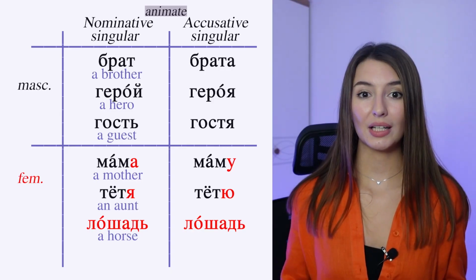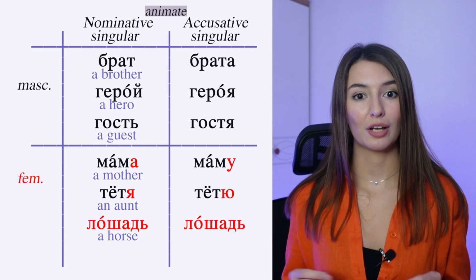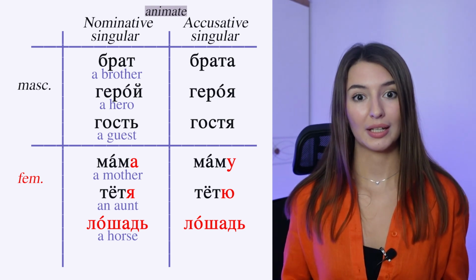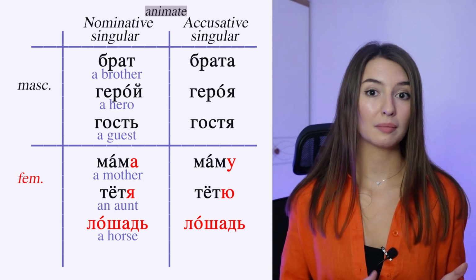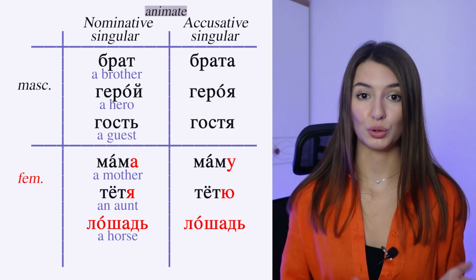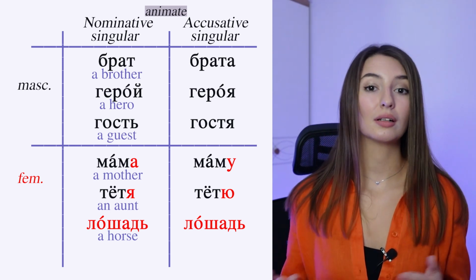Now let's talk about animate nouns. Nouns which denote people or animals. Let's look at the table. As you can see, we change feminine animate nouns the same way we change feminine inanimate nouns in the accusative case. Мама, маму. Тетя, тетю. Лошадь, лошадь.